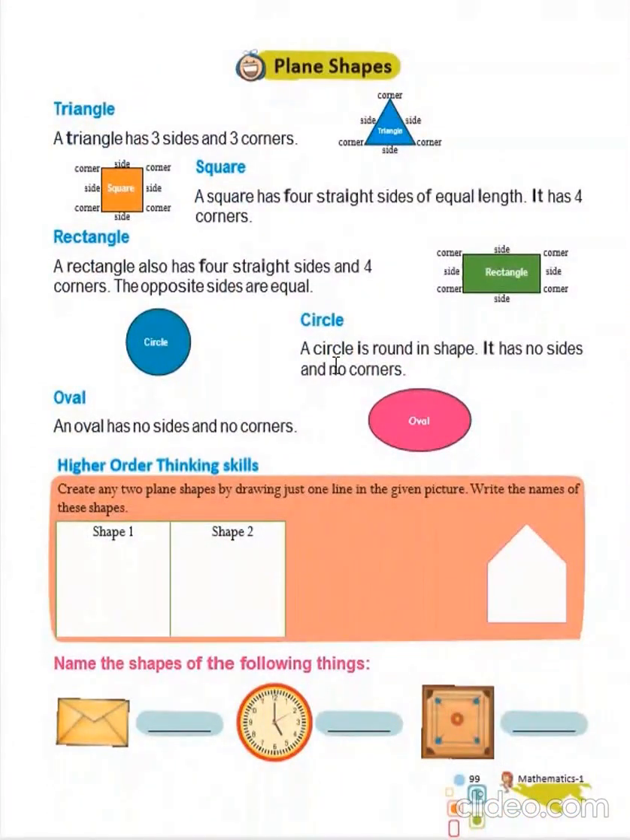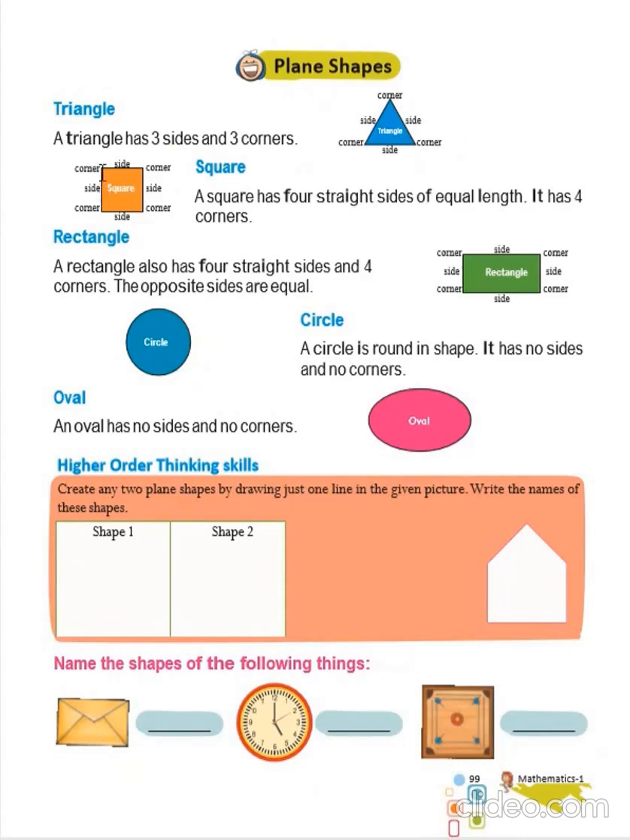Now, plain shapes. Triangle. This is a triangle. How many sides are there? 1, 2, 3. A triangle has 3 sides. How many corners are there? 1, 2 and 3. It has 3 corners. So, a triangle has 3 sides and 3 corners.